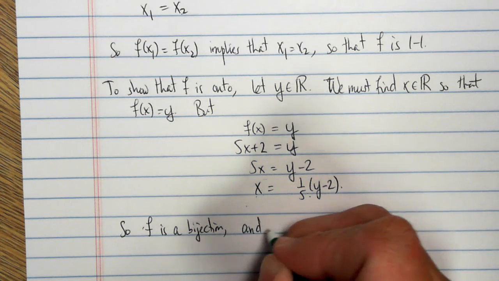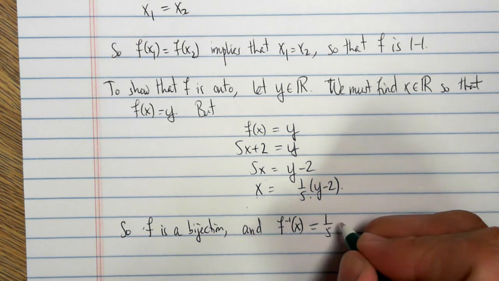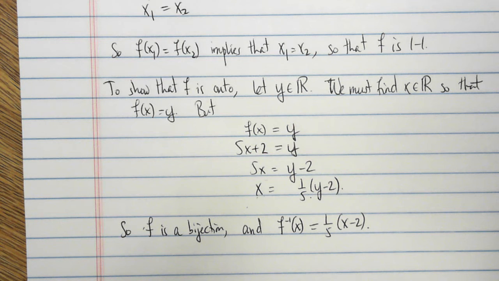And the inverse we've actually basically done when we established that it was onto is 1/5 times x minus 2. And so that is the inverse function. And the domain of f inverse is the range of the original function, which is the real numbers. The range of f inverse is the domain of the original function, which is also the real numbers. So that establishes that f is a 1-to-1 correspondence, that it's a bijection.